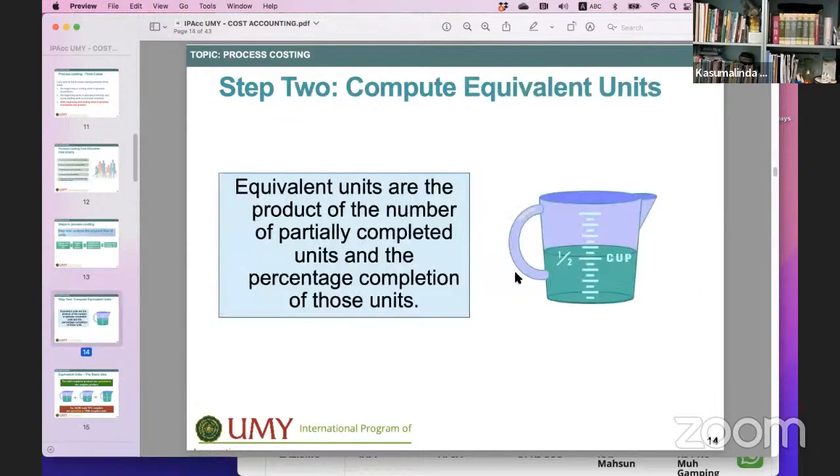So when we have these two information, the percentage of completion and the partially completed units, then we can calculate the equivalent units. Okay.